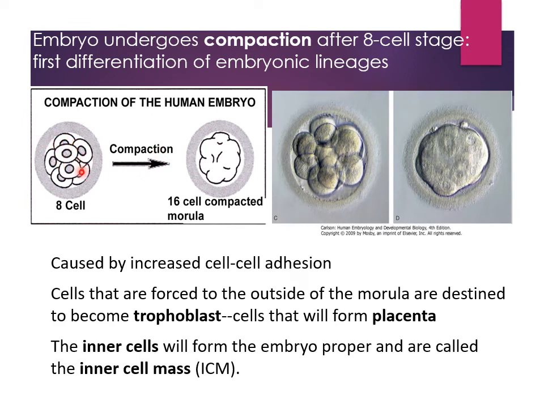Again, here is the 8-cell stage of the cleavage. This will lead to the 16-cell compacted morula, and this is a scanning electron microscope view of this process. Cells are then forced to the outside of the morula and become the trophoblast, or the outer cell mass. The inner cell mass will form the embryo proper, which later gives the embryo.